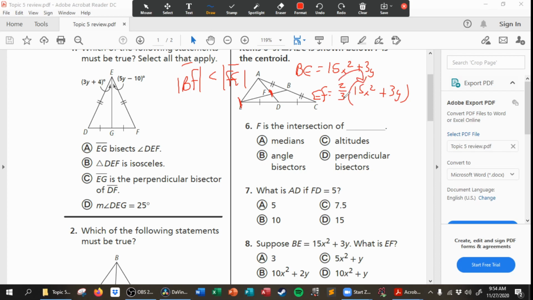2 times 15 gives me 30, divided by 3 is 10x squared. And here, 2 times 3 is 6, divided by 3 is 2y. So I should have an answer: 10x squared plus 2y.